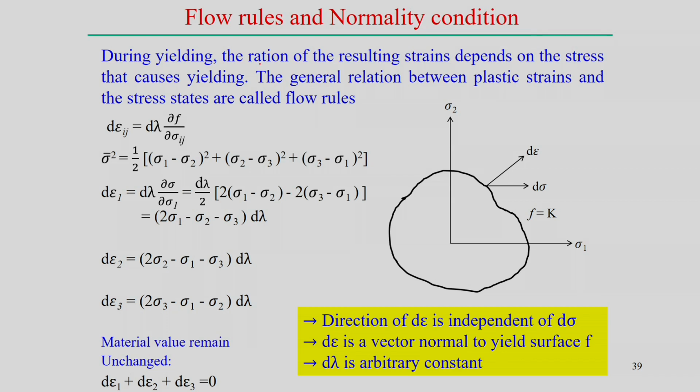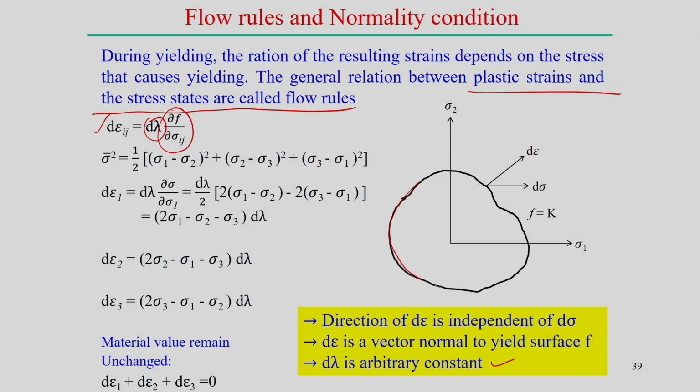So, this yielding, the ratio of the resulting strain, now we try to look into the strain condition. The resulting strain depends on the stress that causes the yielding. Therefore, the relation between the plastic strain and the stress state is called the flow rule. We can represent it as d epsilon, the increment of the strain, equal to the plastic multiplier d lambda, an arbitrary constant, times df by d sigma j. So, the increment of the strain depends on the state of the stress.